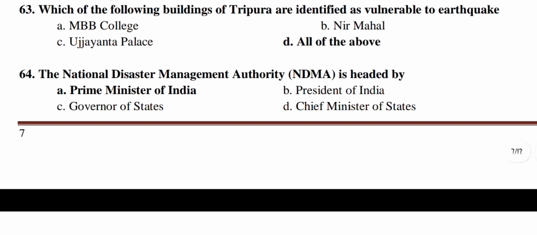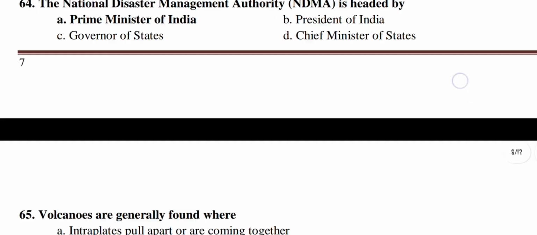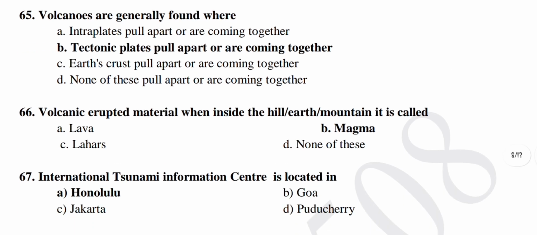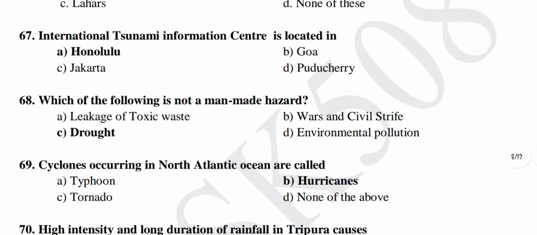64th question. The National Disaster Management Authority is headed by the Prime Minister of India. Volcanoes are generally found where tectonic plates pull apart or are coming together. Volcanic material erupted from inside the earth is called magma. The International Tsunami Information Center is located in Honolulu.